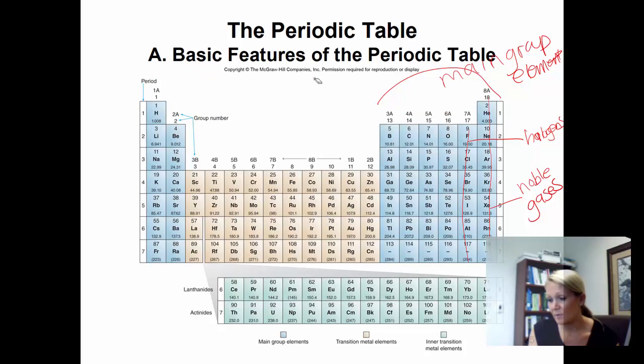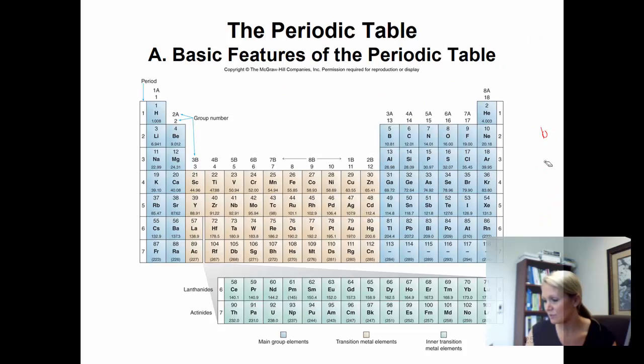Atomic weight is the average mass of the isotopes, and it is on the periodic table. So we need to look for 132.9. The answer would be cesium, and you could just write the element symbol, Cs.